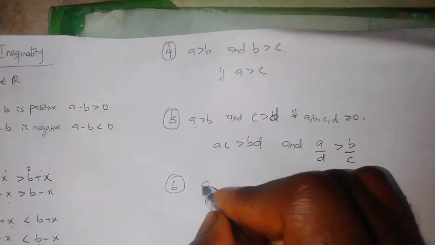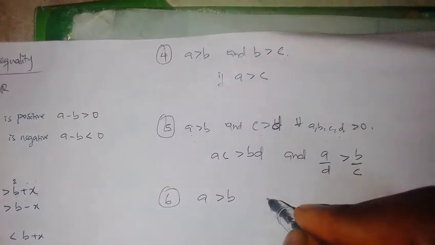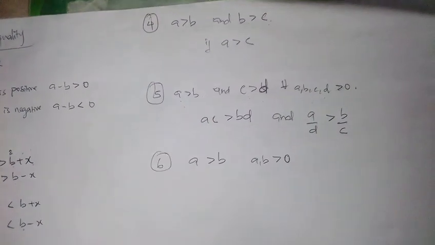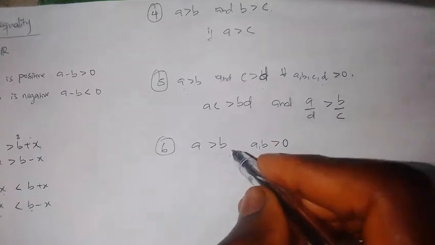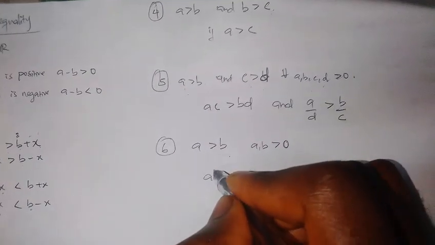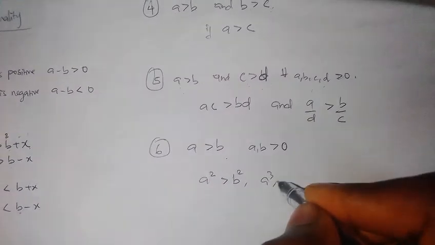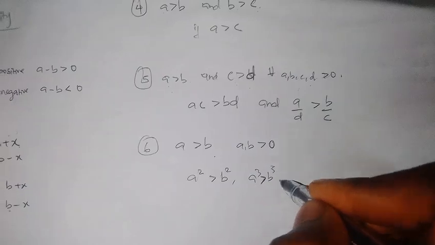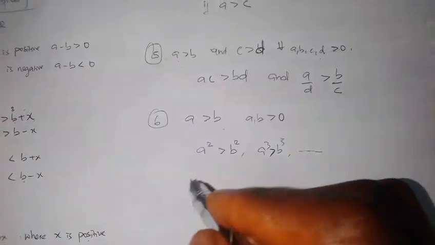Then finally, A is greater than B, where my A and B are both positive. If my A and B are positive, A is said to be greater than B. What then happens? It implies that A squared must always be greater than B squared. A cubed must always be greater than B cubed. And so on. A raised to power 4 must be greater than B raised to power 4.